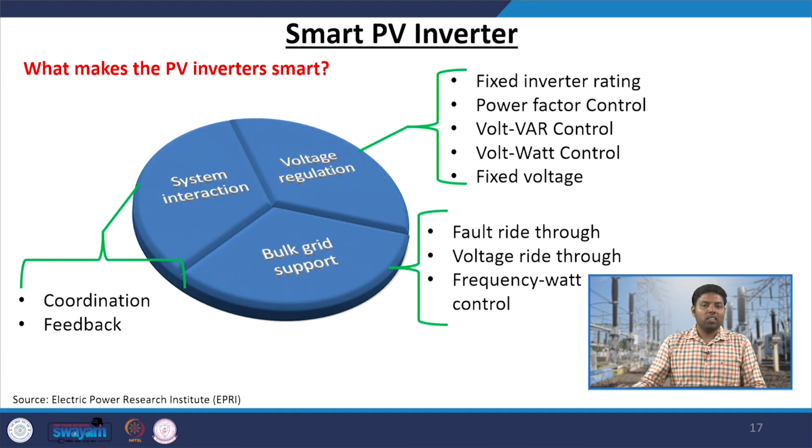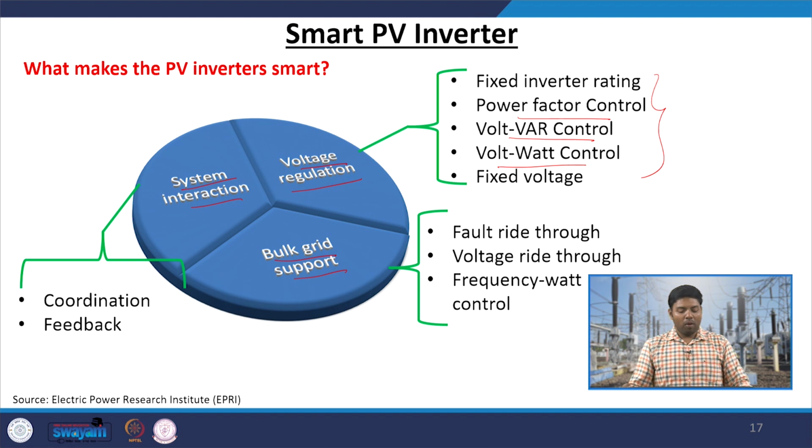So, what makes your PV inverter smart? You have to have voltage regulation capability, grid support capability, and system interaction capability. With voltage regulation, you can do it with the fixed inverter rating, you have power factor control, you have volt-VAR control strategies, you have volt-watt control strategy, that means changing the active power output depending upon the voltage, and then you can operate at a fixed voltage level.